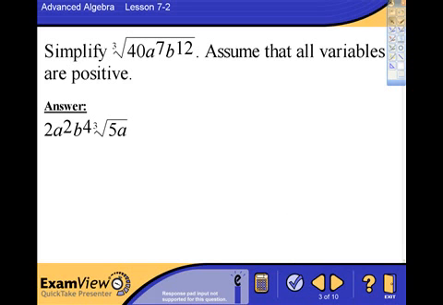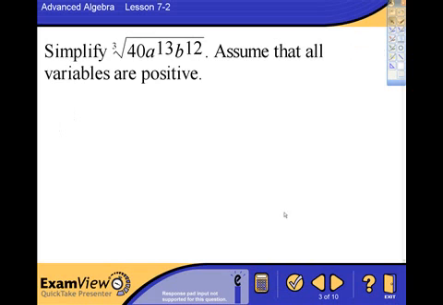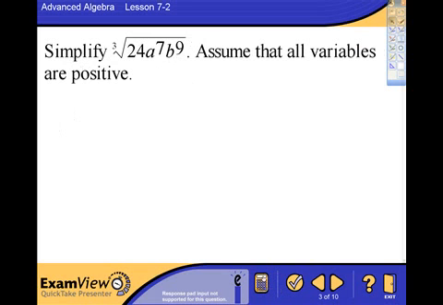Let's give you another one here. All right, we'll let you do this one. These are powers, a to the 7th, b to the 9th. Go ahead and pause the video here, try that problem. When you're done with it, press play and check your answer with theirs. Let's see how you did. Did you get 2a squared b cubed times the cube root of 3a? If you did, you're good to go. Let's move on.